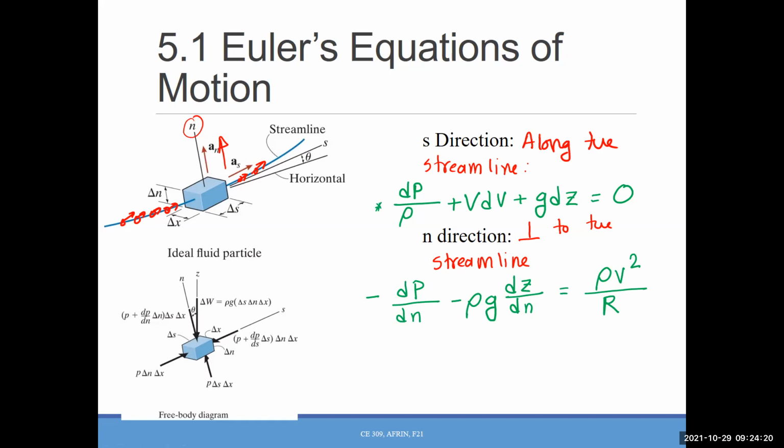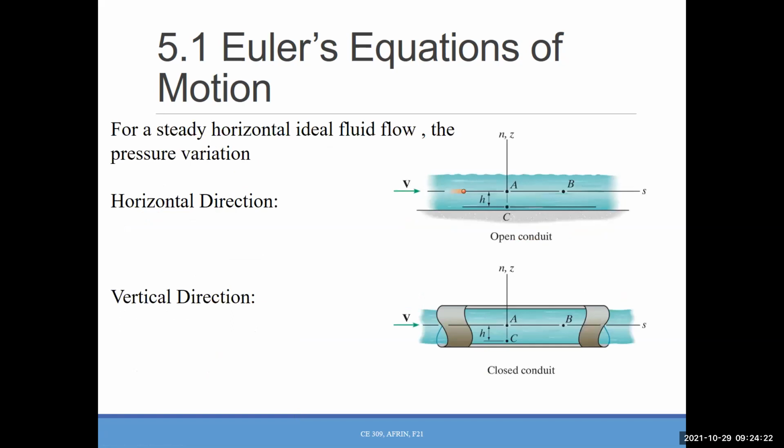So before doing that, let's review one more time what the pressure variation is in the horizontal direction and the vertical direction. So for the horizontal direction, do you remember what the pressure variation was? It is 0, that means the pressure will be the same at any point. So at point A and at point B, that should be PA equals PB, right?